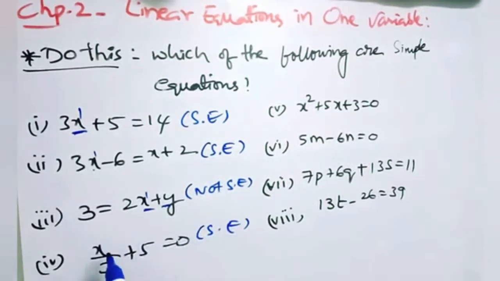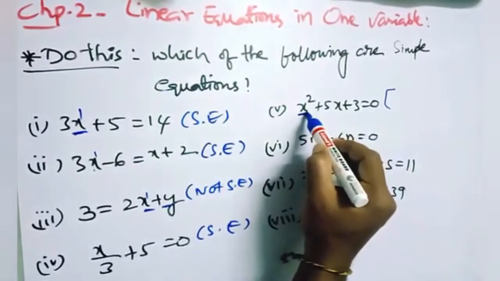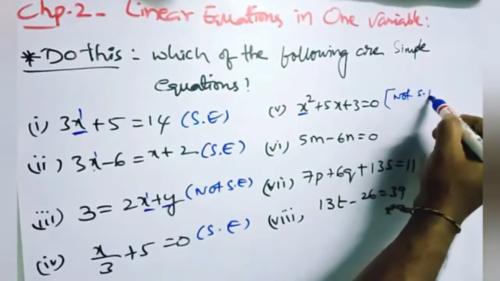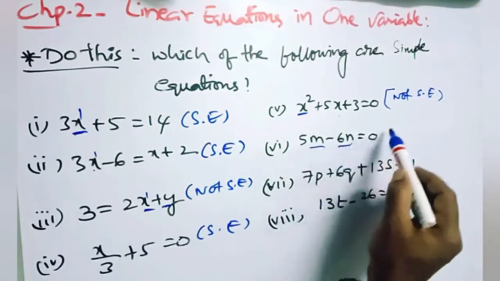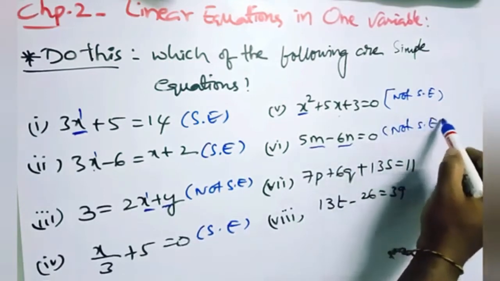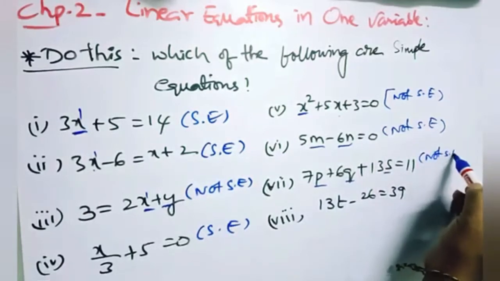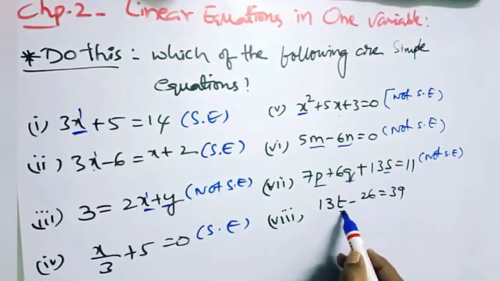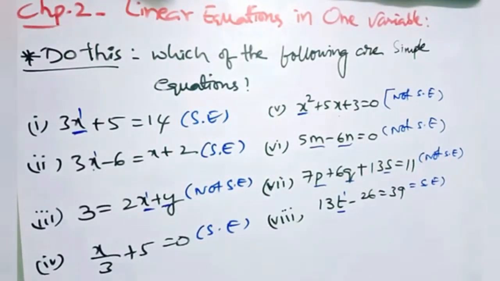Why? Because its degree is 1 with one variable. The fifth one is x square plus 5x. The degree is 2 there, so it is not a simple equation. It has one variable but degree 2, so it is not a simple equation. The next one has two variables, so it is also not a simple equation. The seventh one has three variables, so it is also not a simple equation. The last one has one variable and degree 1, so it is a simple equation. Like this we need to find the simple equations from the do this bit.